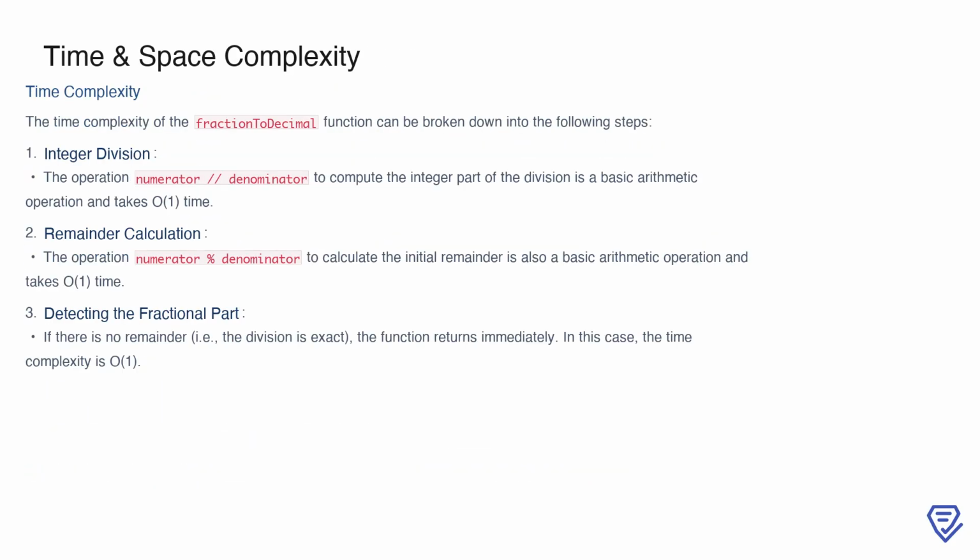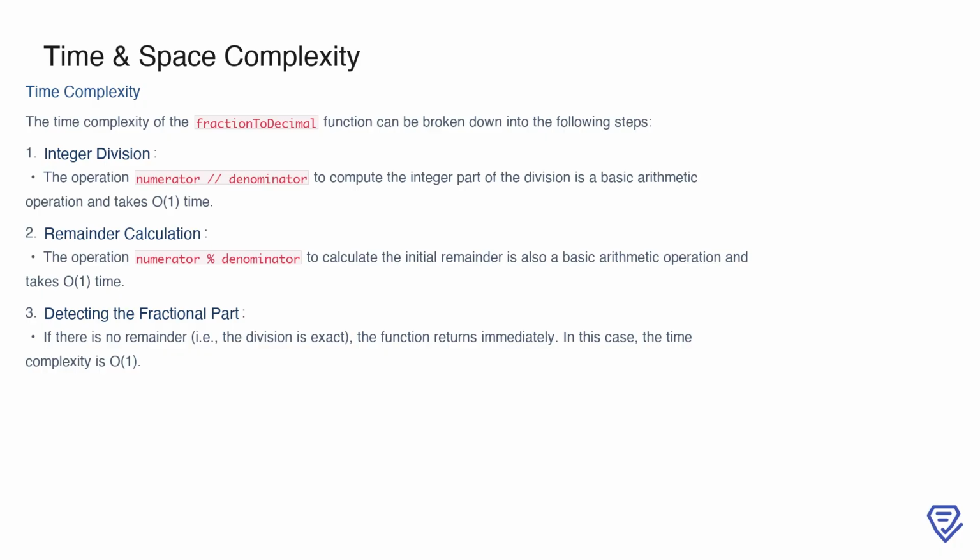When analyzing the time complexity of the fraction to decimal function, we can break it into distinct components. First, the integer division, represented by numerator / denominator, is a straightforward arithmetic operation. This computation takes constant time, O(1). Similarly, calculating the initial remainder using numerator % denominator is also a basic arithmetic operation, which again takes O(1).